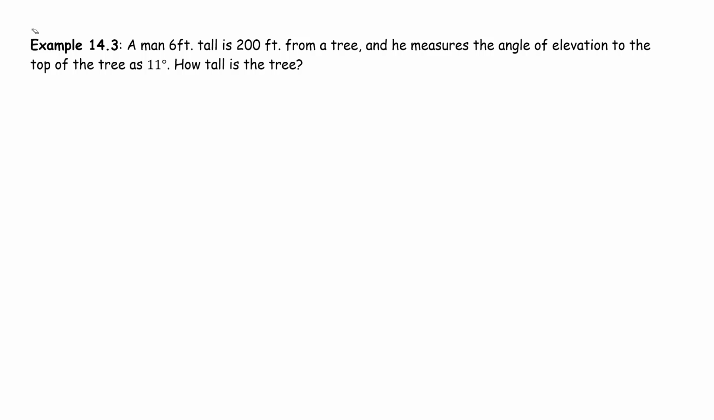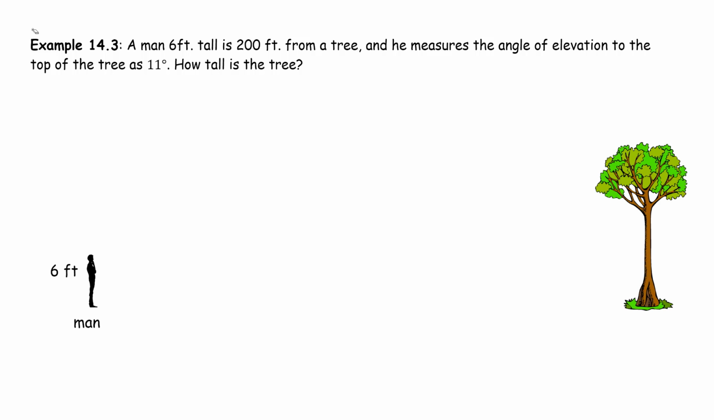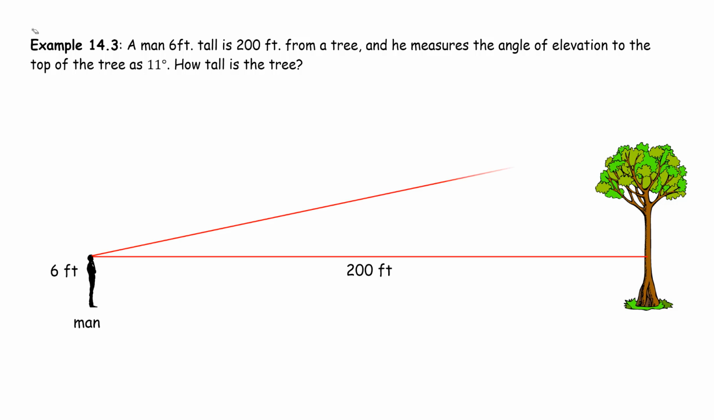Okay, example 14.3, a man 6 feet tall is 200 feet from a tree. Okay, so we have a man who is 6 feet tall. He is 200 feet from a tree. All right. And he measures the angle of elevation to the top of the tree as 11 degrees. So he's looking toward the top of the tree, and that is 11 degrees. And we want to know how tall is the tree.